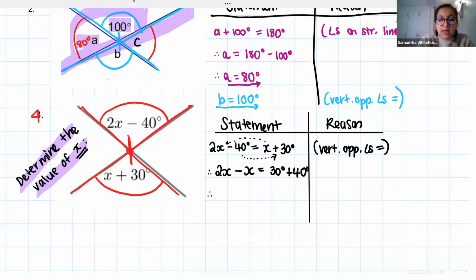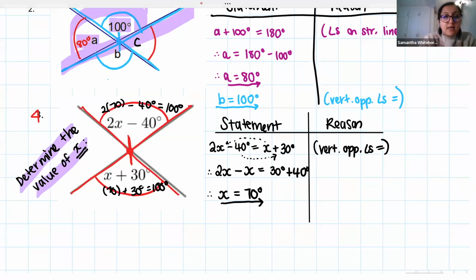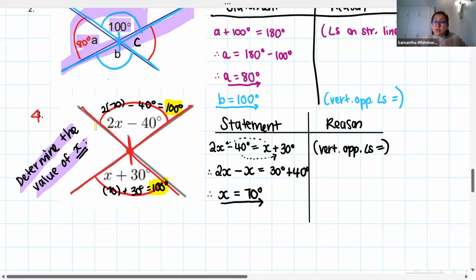2x minus x are like terms. 2x minus x is just x, and 30 plus 40 is 70. So once you've got x, you're done. You can sub it back in, and you could say 2 times 70 minus 40, which gives you 100 degrees. And you can say 70 plus 30, which gives you 100 degrees. And it proves the point that the angles vertically opposite each other are equal. They're both 100 degrees when we sub it in. And so we have correctly worked out our value of x.